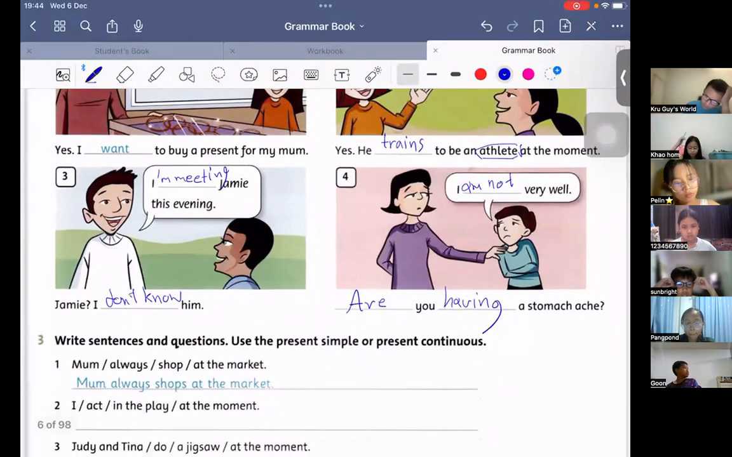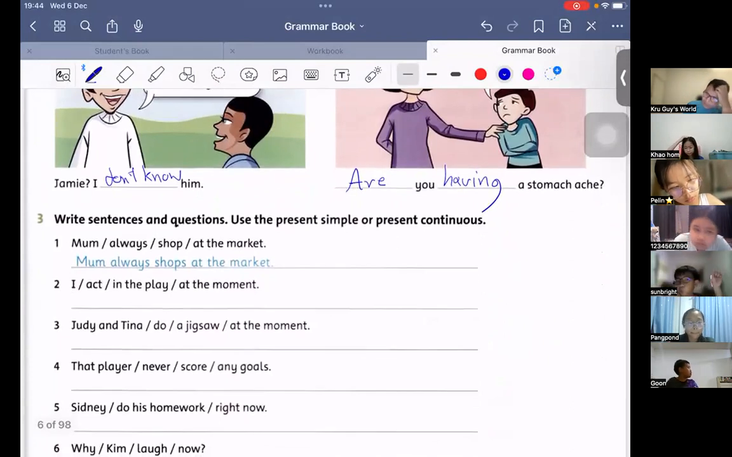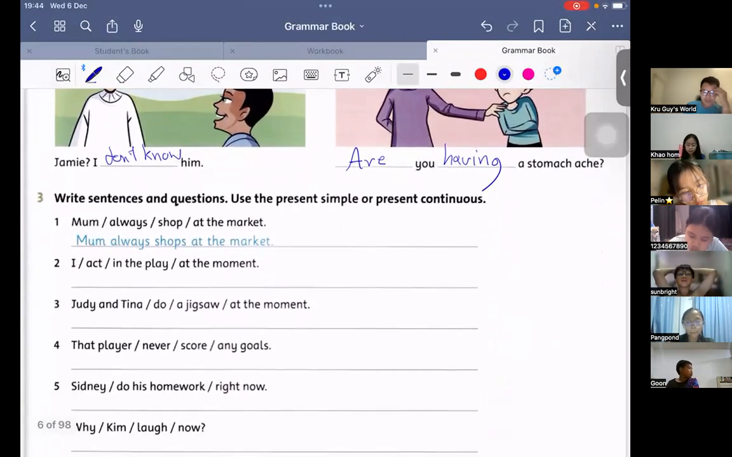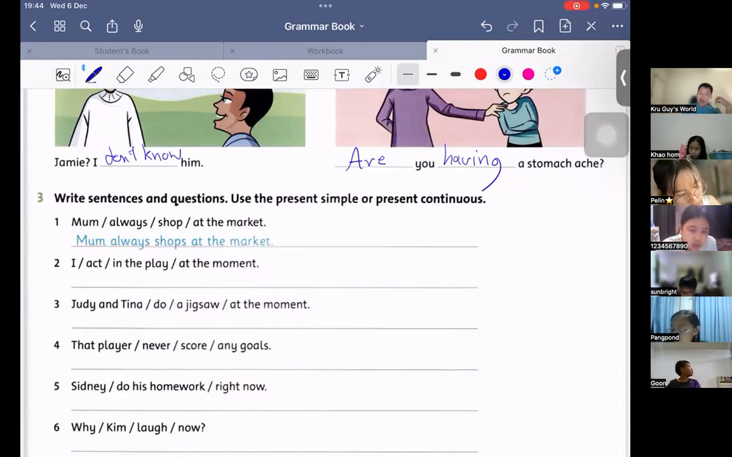Next one. Write sentences and questions. Use the present simple or present continuous tense. Moms always shop at the market. Number two. After sunrise, and should be for fun. Look at number two, please. I'm acting in the play at the moment. Good job.